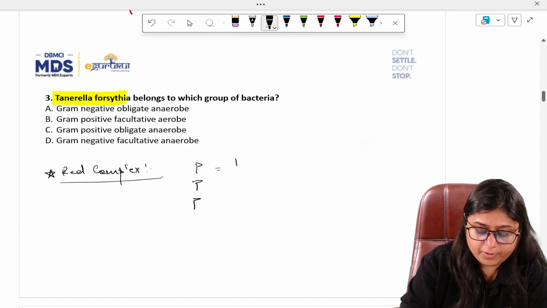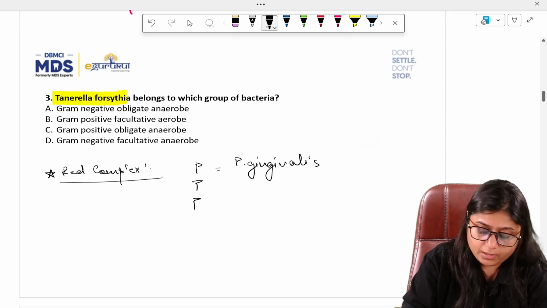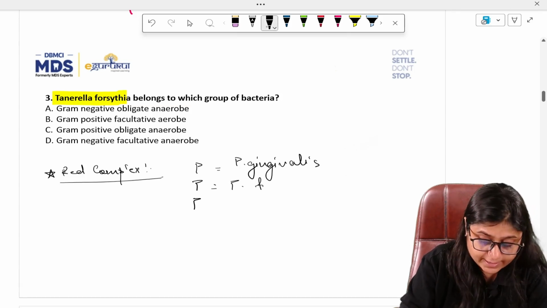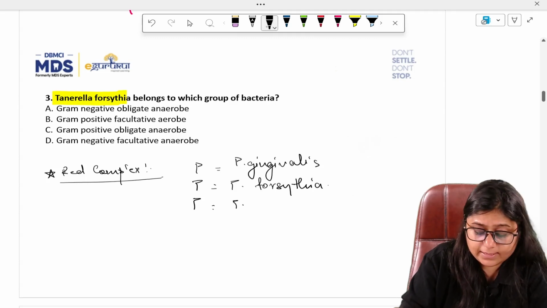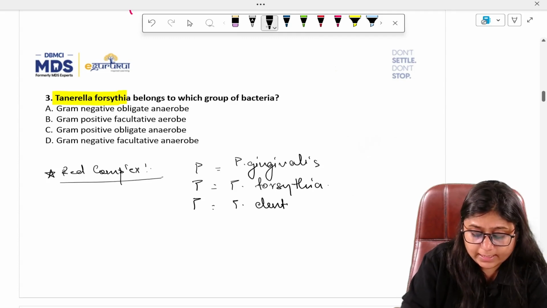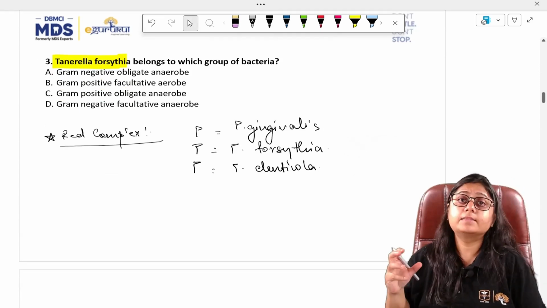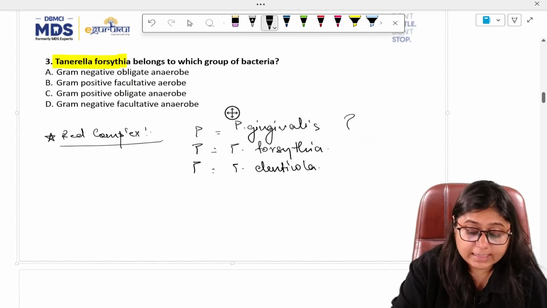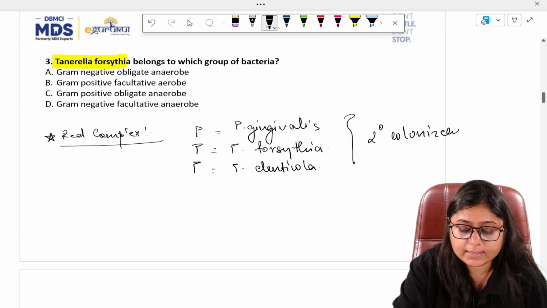PTT is P for P. gingivalis, right? T is for Tannerella forsythia, and another T is for Treponema denticola. Now, what are these red complex bacteria? These red complex bacteria are the secondary colonizers. And what are the secondary colonizers?